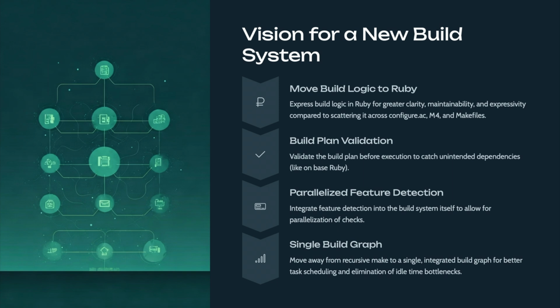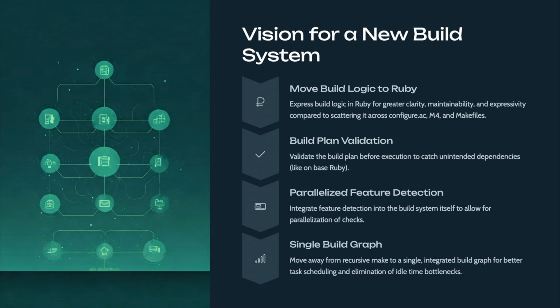Well, by having the build process defined in a structured way in Ruby, the system can be designed to analyze and, importantly, validate the entire build plan before it even starts executing any commands. Validate beforehand. Yeah. This is key for catching those potential unintended dependencies, like the base Ruby one, much earlier in the process. Ah, okay. Proactive checks. Exactly. And for performance, the vision includes integrating feature detection directly into this new Ruby-based system that could potentially allow for parallelizing those system checks, which are currently sequential in Configure.